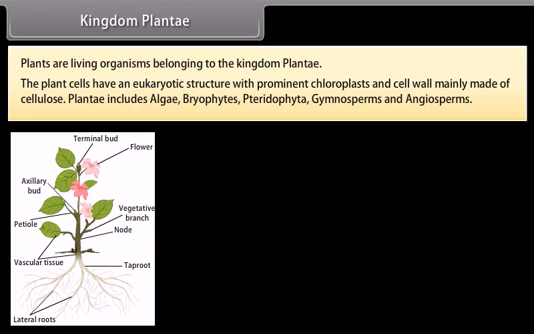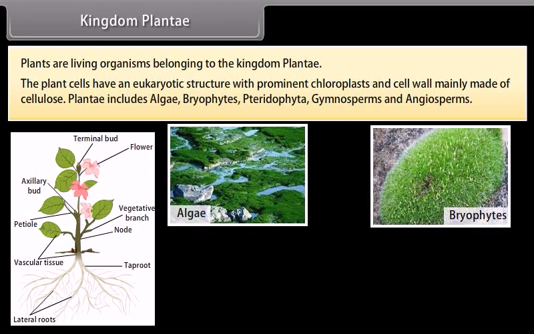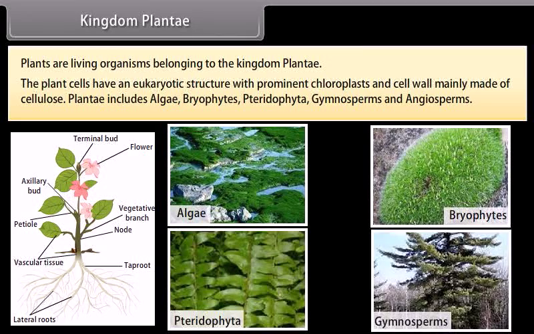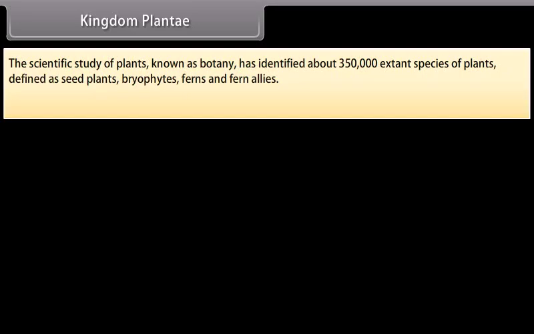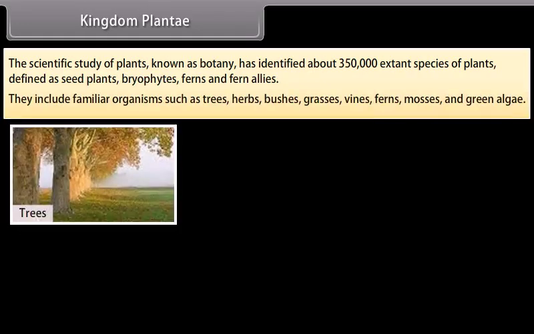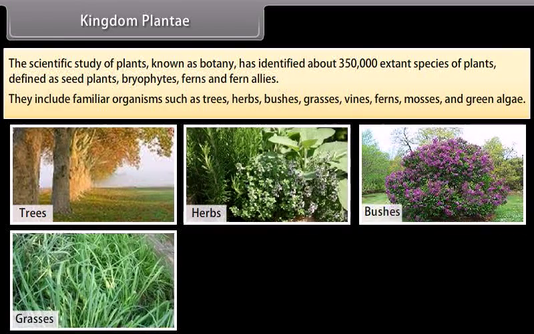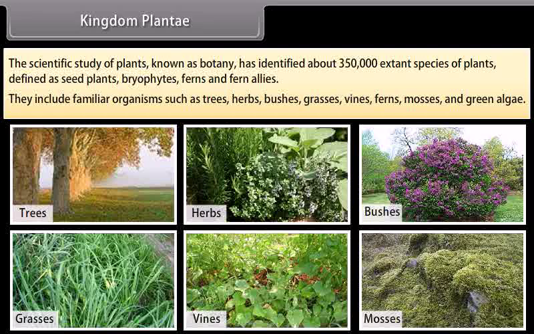The plant cells have a eukaryotic structure with prominent chloroplasts and a cell wall mainly made of cellulose. Plantae includes algae, bryophytes, pteridophyta, gymnosperms, and angiosperms. The scientific study of plants, known as botany, has identified about 350,000 extant species of plants, defined as seed plants, bryophytes, ferns, and fern allies. They include familiar organisms such as trees, herbs, bushes, grasses, vines, ferns, mosses, and green algae.